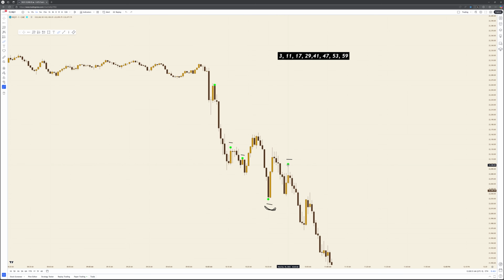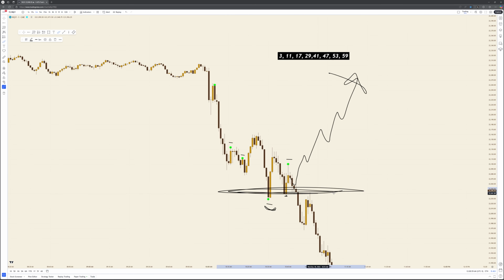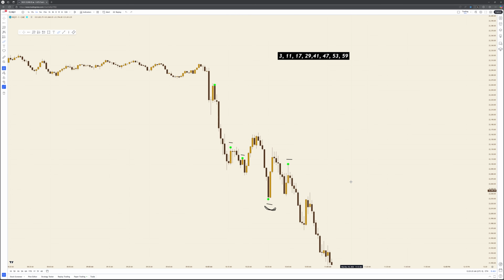Now, if this would have been here and created a low, then you could start to think about this potentially reversing and creating a new trend, so long as you have a high time frame level or something down here in order to support that narrative and support that idea for the move. So that was 41. Let's look at 47 now.